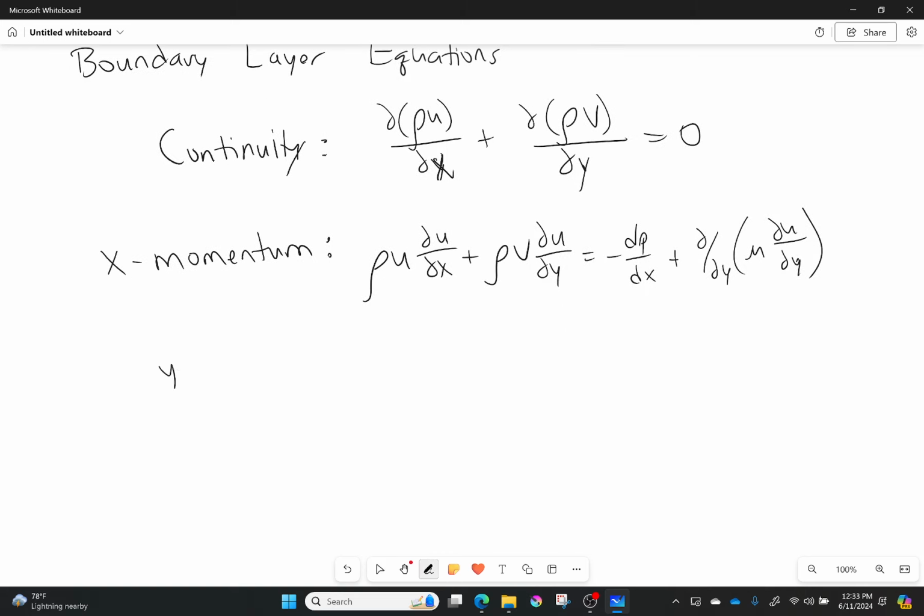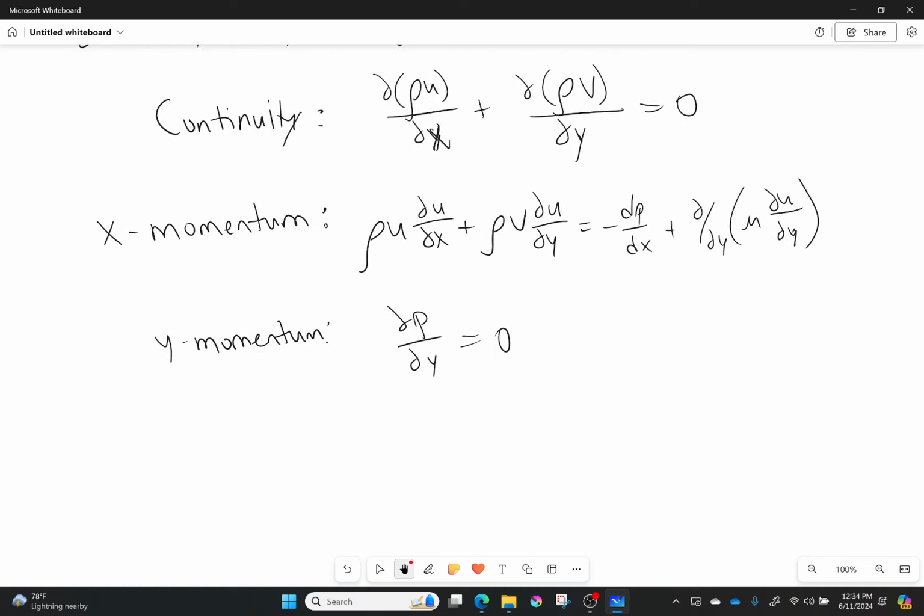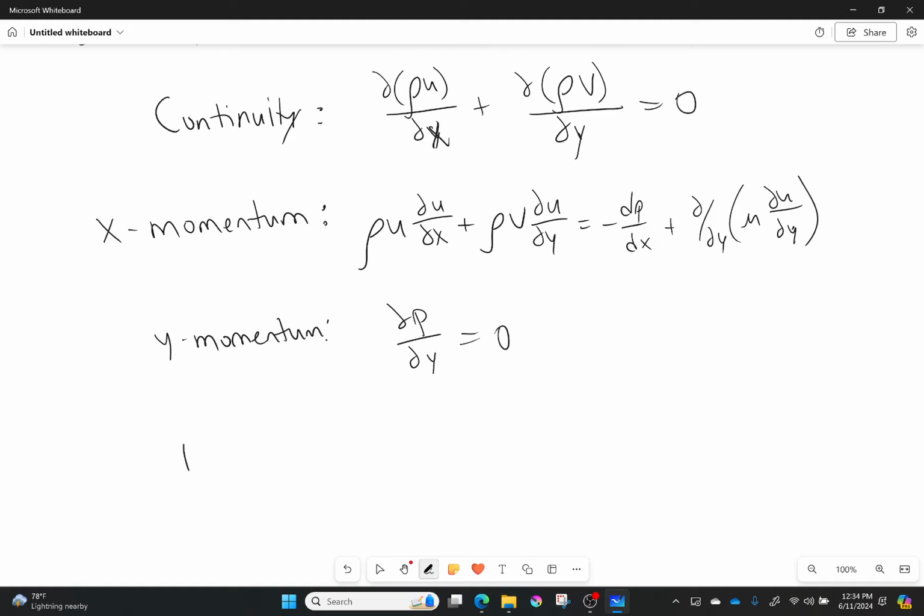But y momentum, this is where it gets glorious. dp dy equals 0. Nice! I like it. There's no pressure gradient in the y direction. At least we're assuming there's no pressure gradient. And for the energy equation, well, I'll give it to you. We're not going to do too much with it here, but I'll give it to you just because.